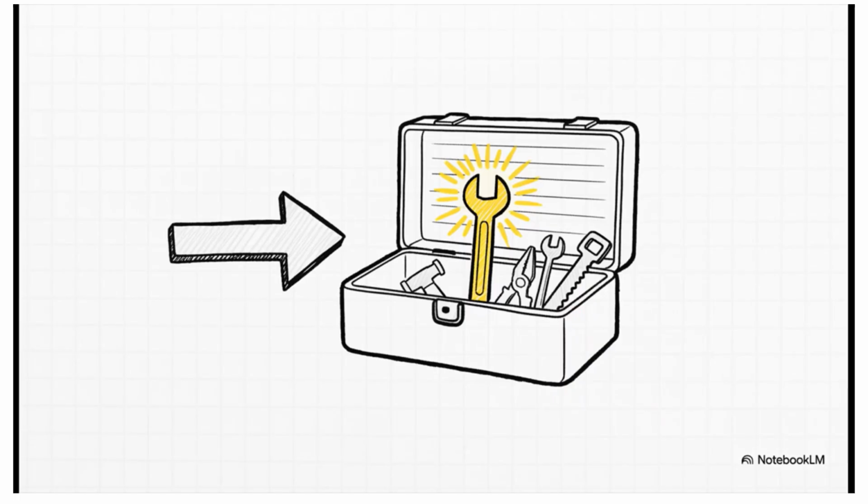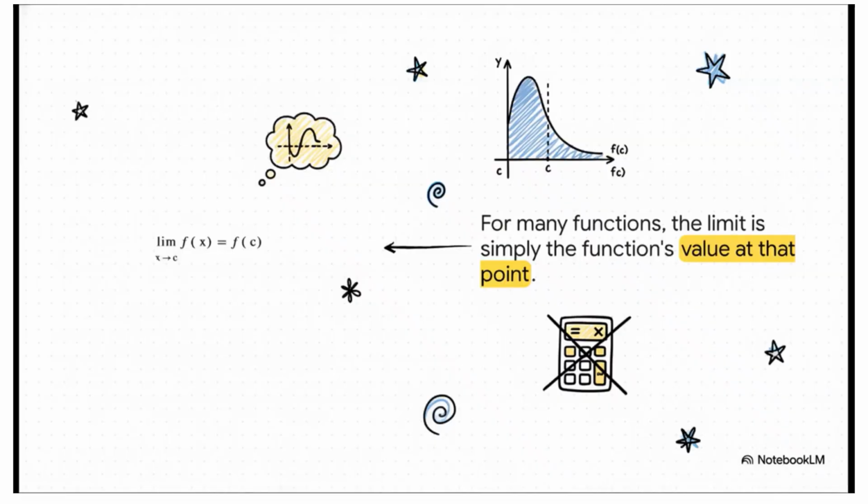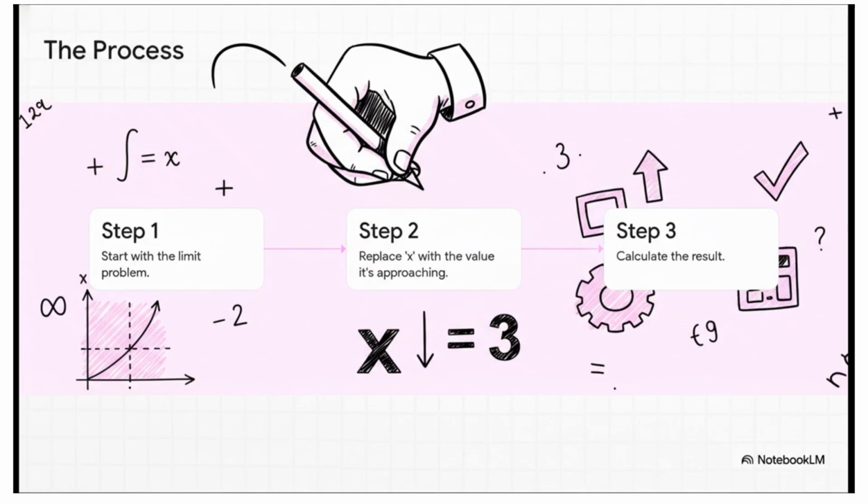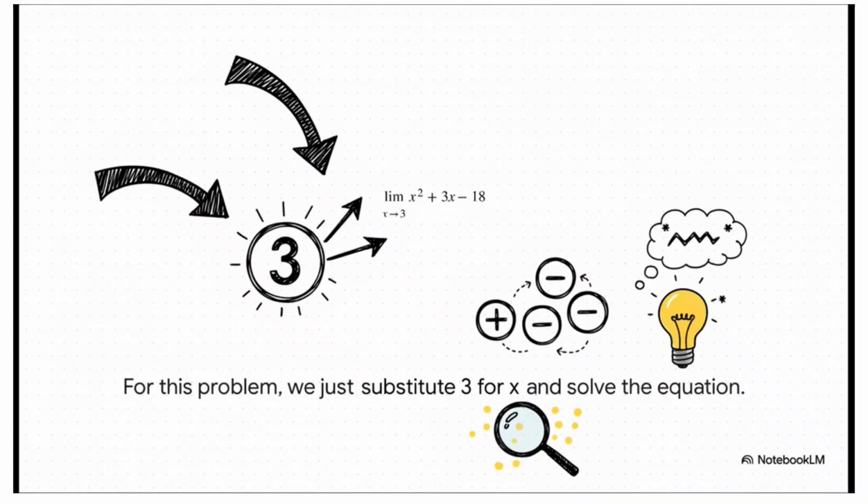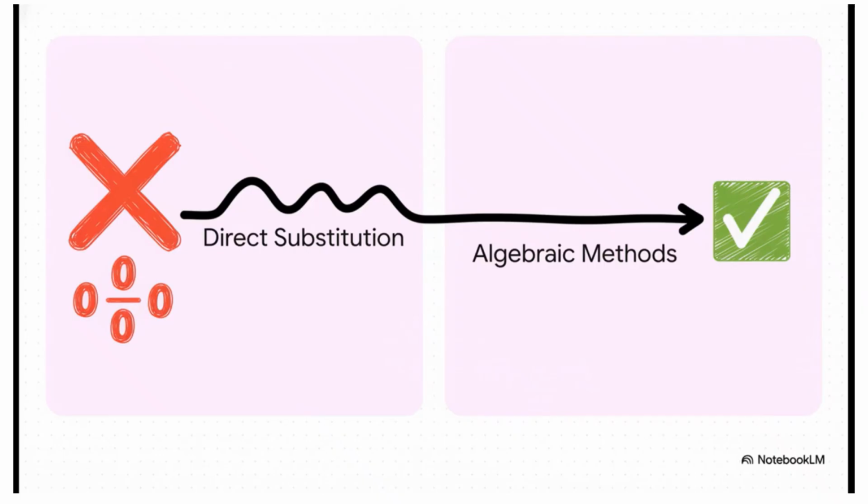First up, direct substitution. A lot of the time, you can literally just plug the number in. It's that simple, it just works. The process is super simple. You just replace x with the number and then calculate the answer. So for this example, we pop a 3 in for x, solve it, and boom, there's our limit. Easy.